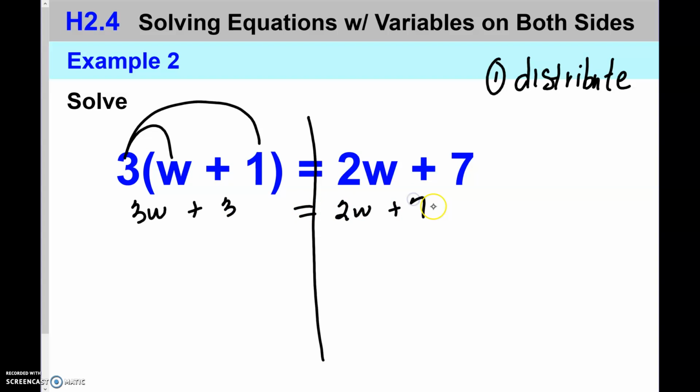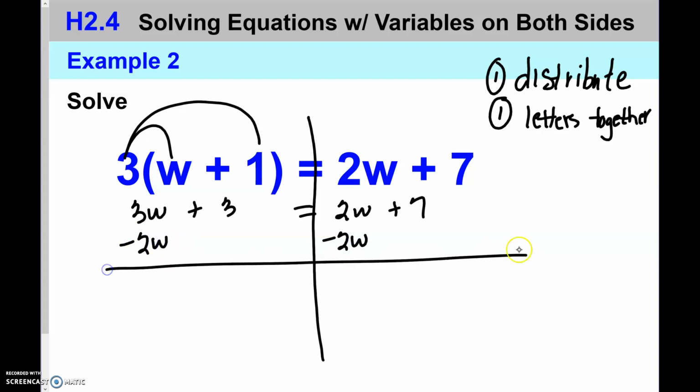Okay, now the second thing I like to do is get my letters together. So how I'm going to do that is 3w and 2w. 2w is smaller. They're on opposite sides, so I have to do the opposite operation. So I'm going to subtract 2w. Ooh, and I like this one because 3w minus 2w is just 1w plus 3.